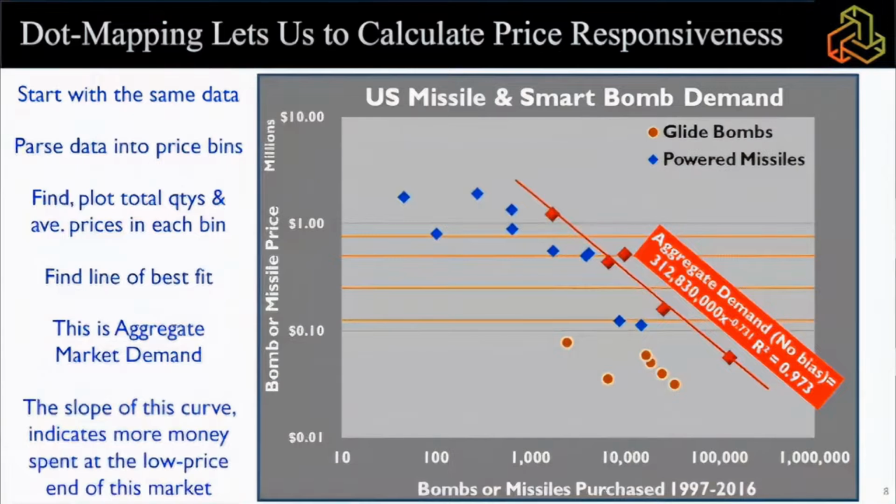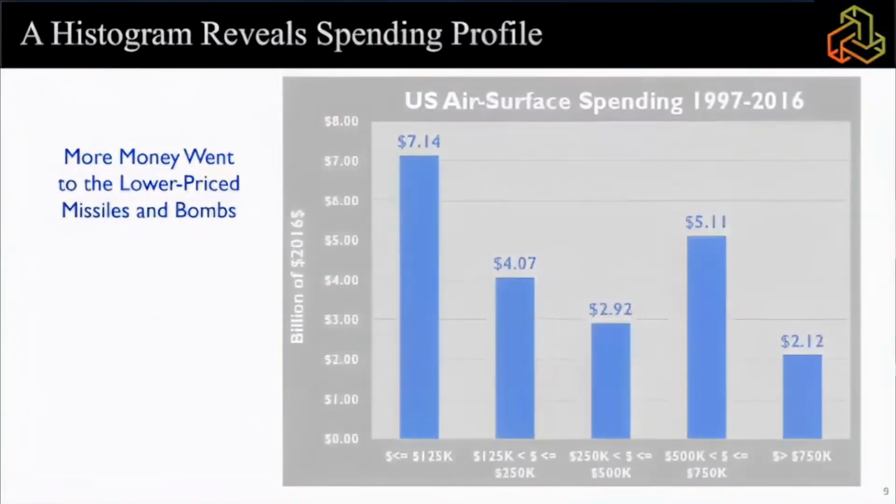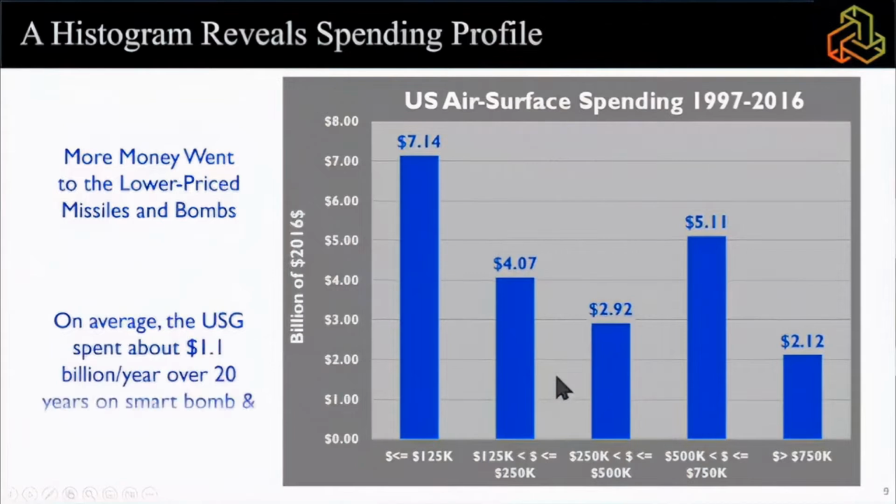So let's verify that. Let's go off and do a histogram of the spending profile. And you see here, to the right we have the very high priced missiles. And here we have the ones in the next nearest bin. And then we have these missiles here. So there's a trend in this market to have more money going to the lower priced missiles and bombs. On average, the government spent about $1 billion a year on air to surface missile procurement.